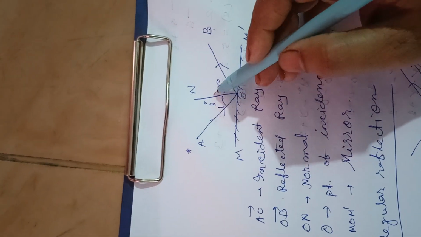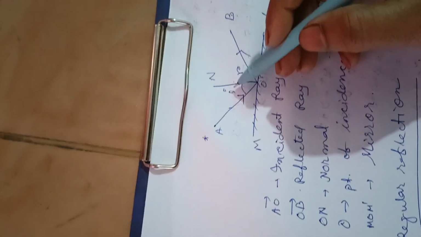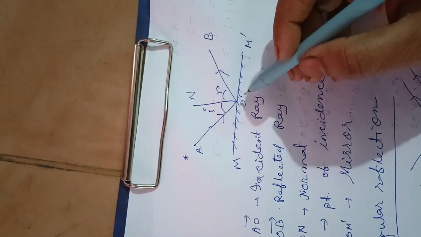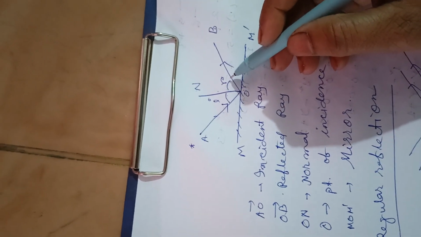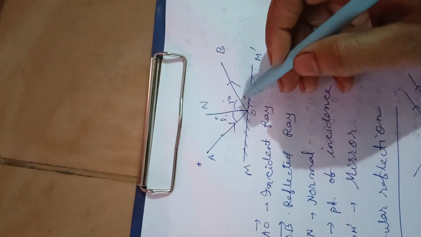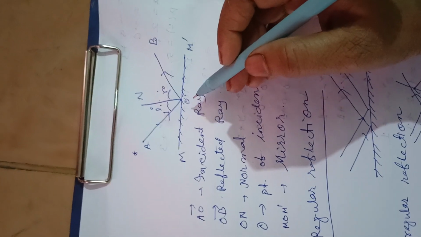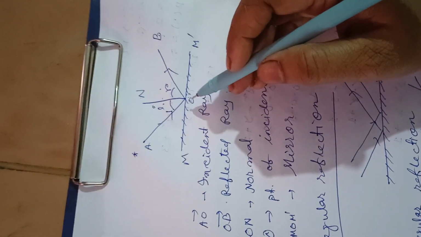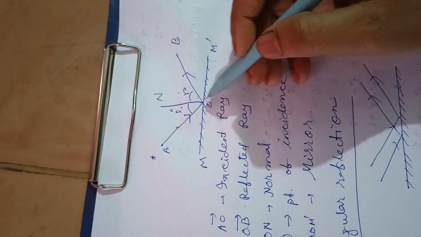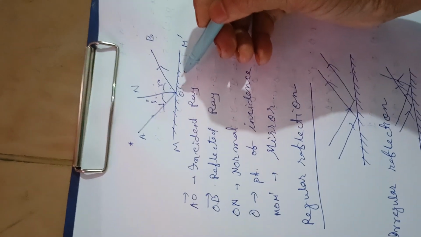The incident ray and the normal form an angle. This is known as the angle of incidence. The reflected ray and the normal form an angle. This angle is known as the angle of reflection. And these two angles are always equal. Another property of reflection is that the incident ray, the reflected ray, and the normal ON lie on the same plane. Understand this? These are the two laws.